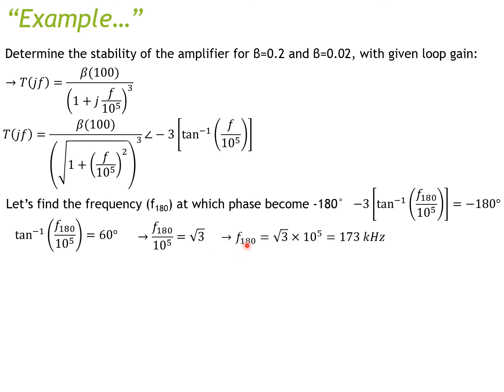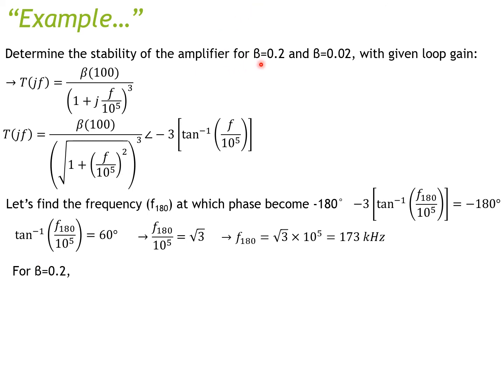Then you can find that f subscript 180, our frequency of interest in here, is equal to the square root of 3 multiplied by 10 to the 5th. The square root of 3 is around 1.73. You can use 1.73 multiplied by 10 to the 5th, or you can use 173 kilohertz. Anyway, the question asks to determine the stability of two different systems.